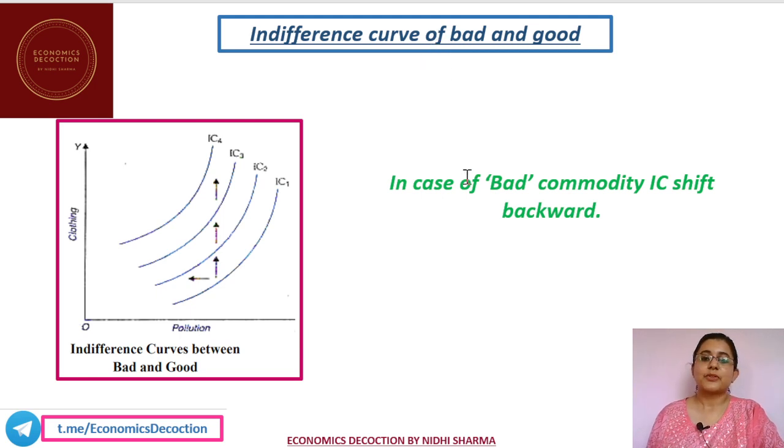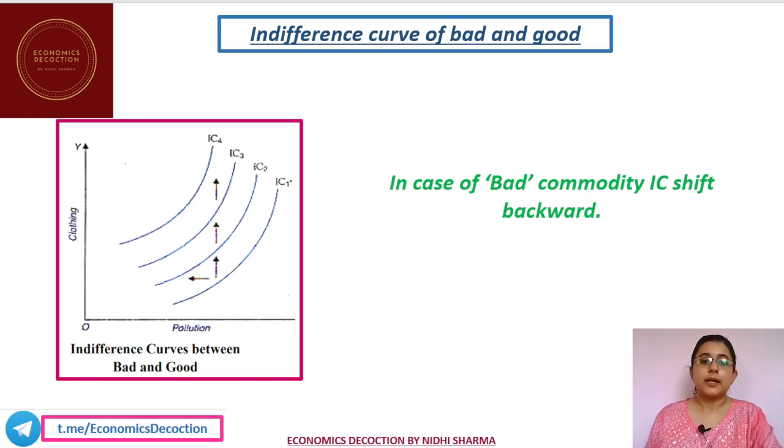Okay. So in case of bad commodity, IC shifts backward. IC will shift backward in case of bad goods. Alright. Okay. So in case of bad commodity, IC shifts backward. So here in the diagram, we can see we have two goods. One is clothing and the other one is pollution. Clothing is a normal good while pollution is a bad good.